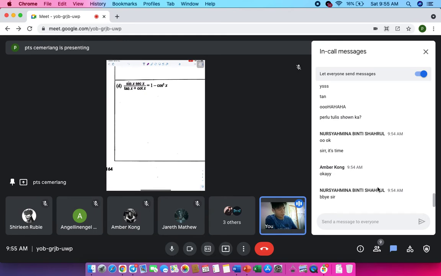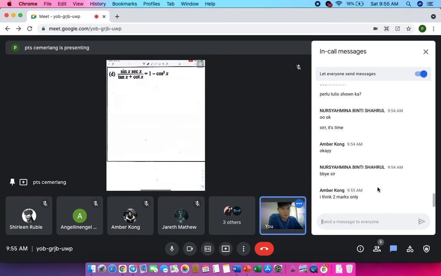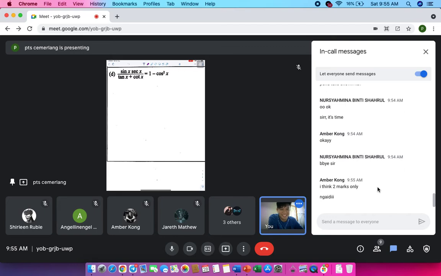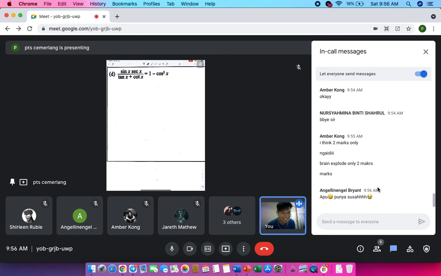If you ask me, how many marks is this question? Yeah, 2 marks only. Correct, Amber. 2 marks only, ya. Dua markah saja. 1 markah untuk boleh tukar-tukar, and then the final answer is 1 markah. Ya, 2 markah saja ni.